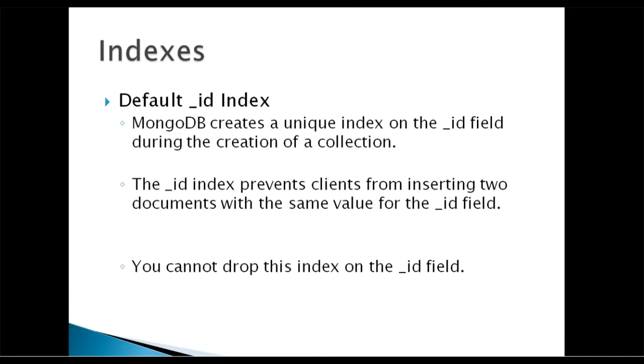A default index exists when you create a collection. By default, MongoDB creates a unique index on the _id field during creation of a collection. The _id index prevents clients from inserting two documents with the same value for the _id field. You cannot drop this index on the _id field.